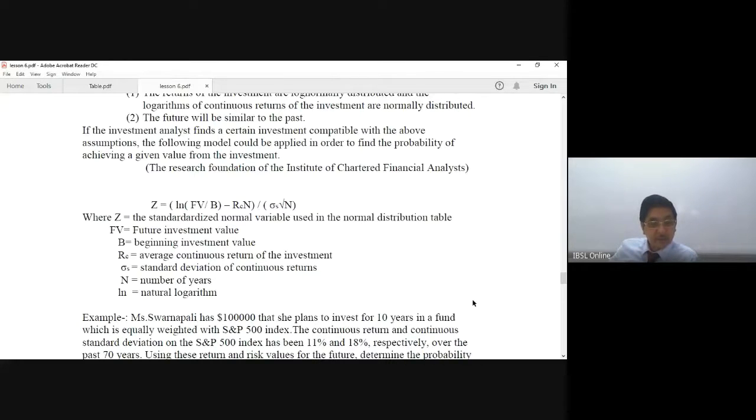RC is the average continuous return of the investment. Now, when you have this average continuous return, you have to have a long period of time to arrive at such averages. And of course, you assume that the same continuous return will prevail in the future also. Then another factor is sigma s, the standard deviation of continuous returns.